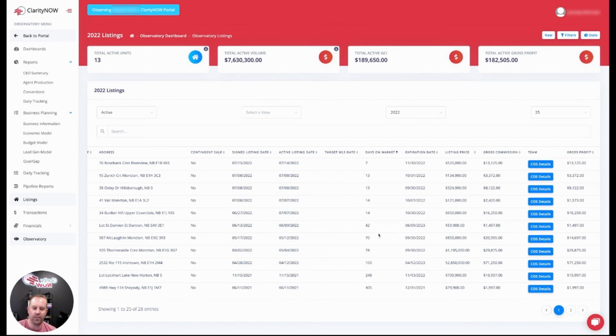And now that we're in a shift, folks, 42 days, 70, 78, 100, 248, 405. This is a big one here. 2 of them are big. Real simple. Where do these ones need to be priced at in order to get an offer? Now is the time, guys, where price corrections are critical.